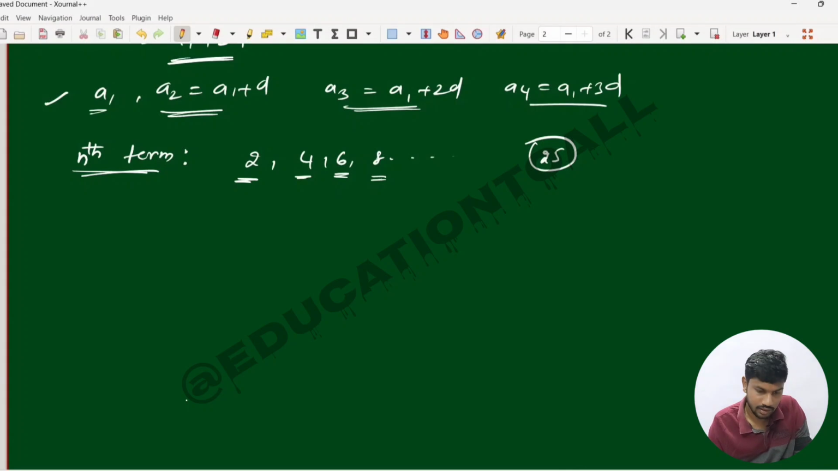Just we identify a logic. A1 is equal to A1. A1 is the first term. A2 is equal to A1 plus D. A3 is equal to A1 plus 2D. A4 is equal to A1 plus 3D. So this is also called the general term.